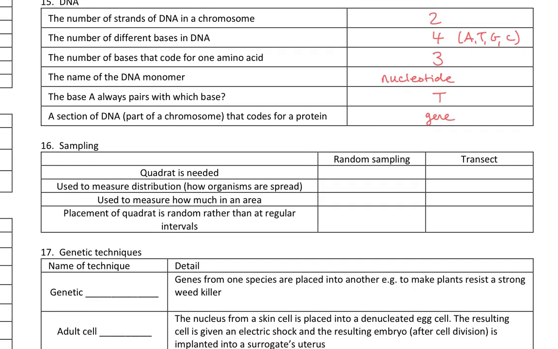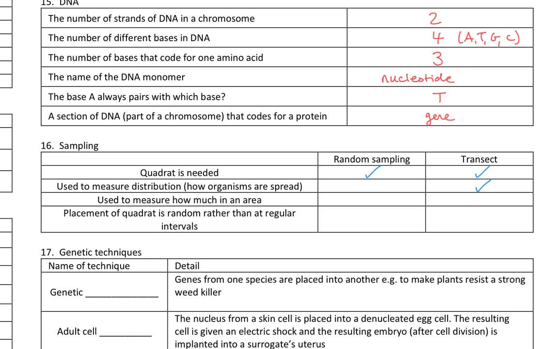Sampling next. So there's 2 techniques you have to know. Random sampling and transects. Quadrat needed? Yes and yes. It's just how I use them. Used to measure distribution. That's a transect. I lay my quadrats out every predetermined distance. So every 5 meters, I'm going to place a quadrat as I move away from the stream into the middle of the field. A question like that was on your mock, I think.